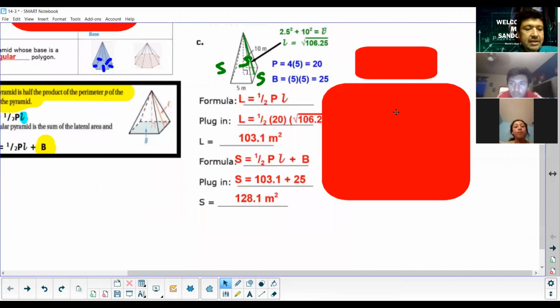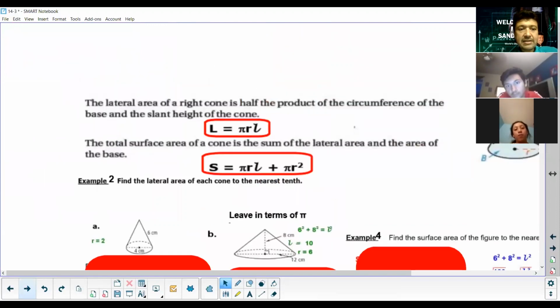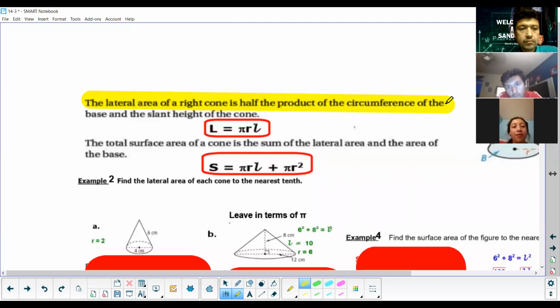All right, good. Now, Celeste, go ahead and read the definition above. Read the lateral area. The lateral area of a right cone is half the product of the circumference of the base and the slant height of the cone. All right, good. So read the equation.